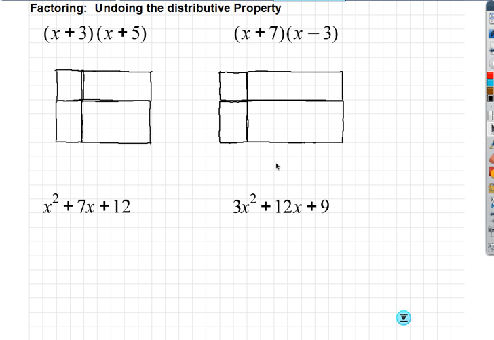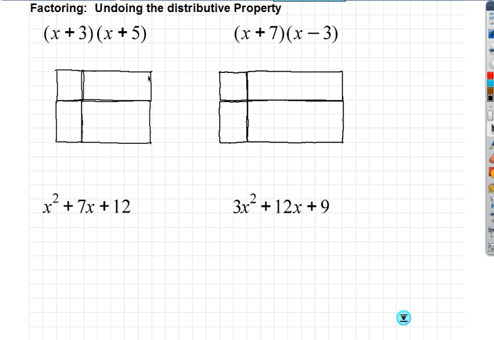Hello, this is Mr. Sullivan, and today we're going to look at factoring, which is the same thing as undoing the distributive property. So let's look again at the distributive property, and let's use a different model to show how the distributive property works.